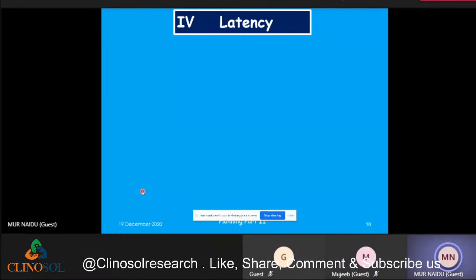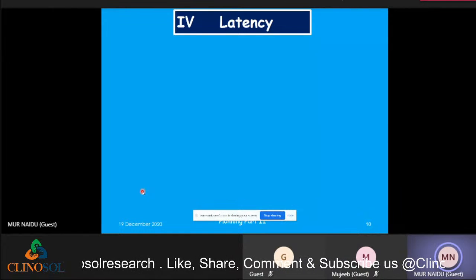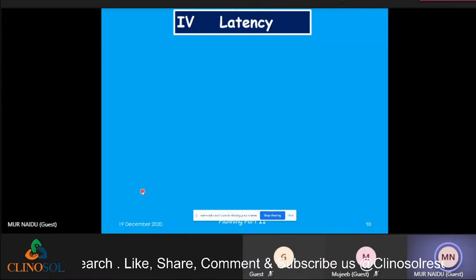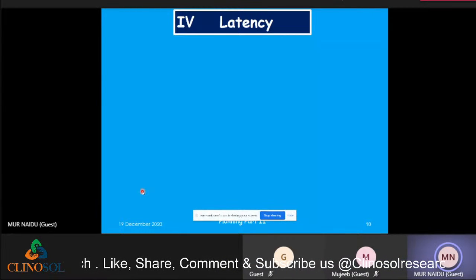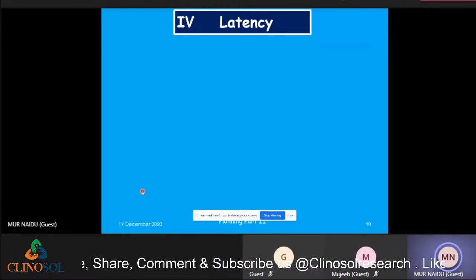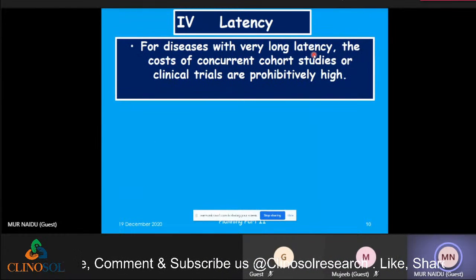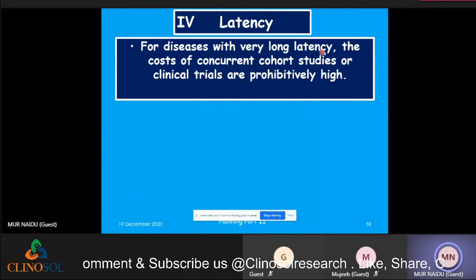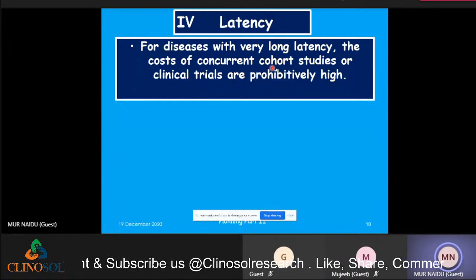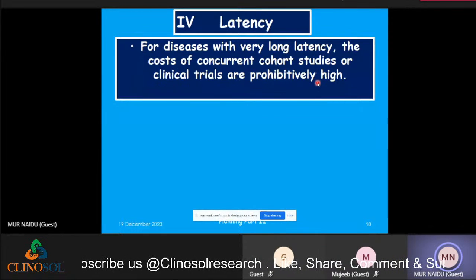Now I told you about latency, that is, the duration of the study which is going to last. Suppose a particular disease develops slowly and takes a very long time to develop fully. It is very difficult to study, and you should be very careful in that situation. For a disease with very long latency, a concurrent cohort study or clinical trial will be prohibitive in cost. It will take a very long time.